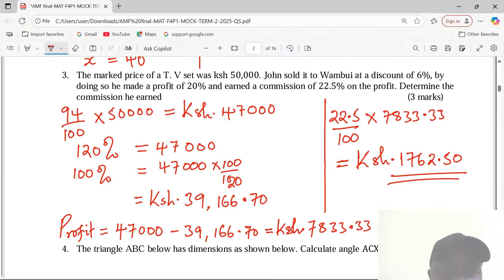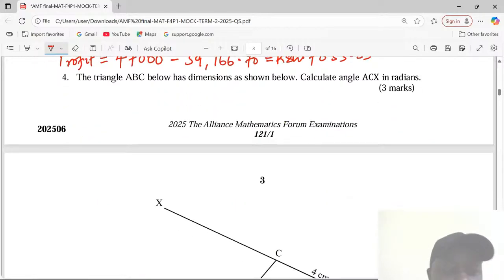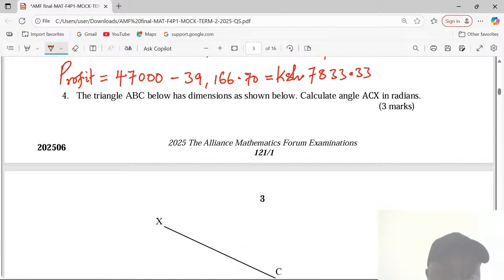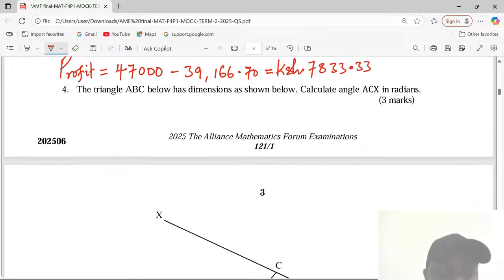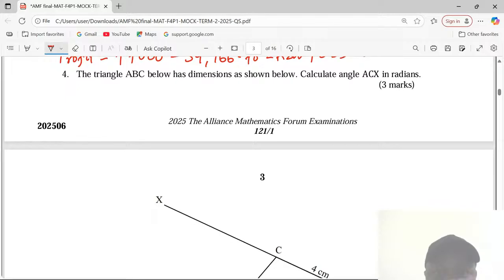We proceed to the next question, which is number 4. A very good question in number 4. Let's look at this, ladies and gentlemen. Let's follow up with this.